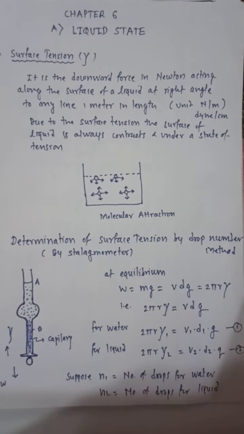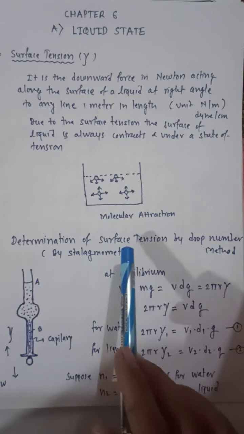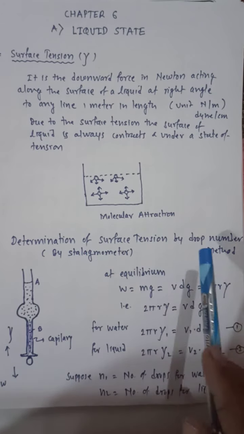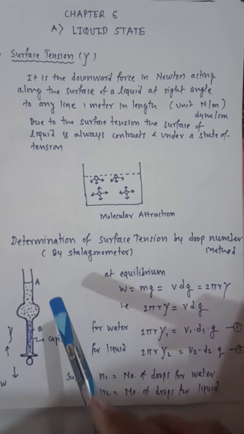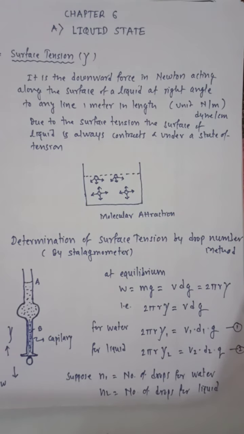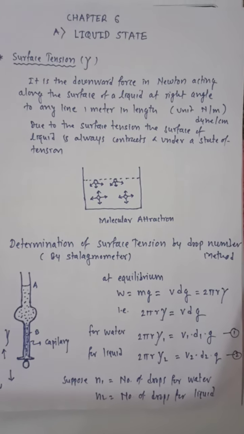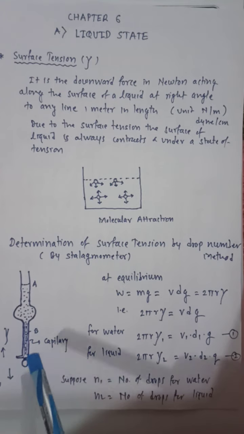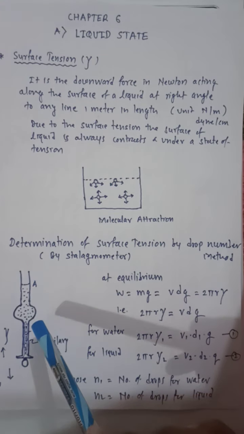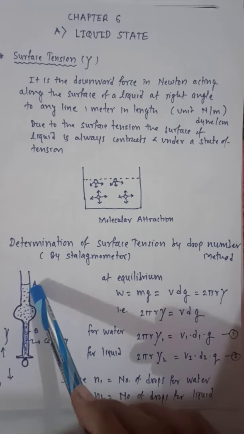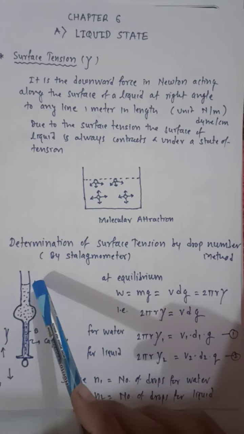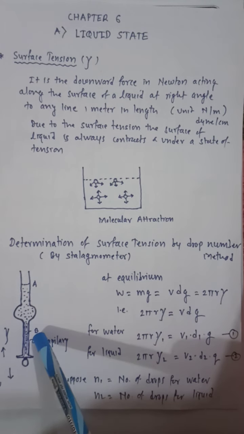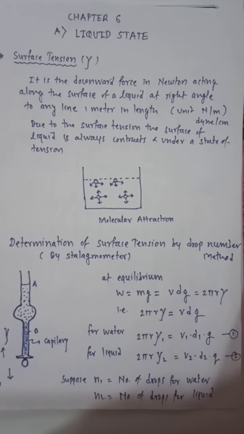Now, how to determine the surface tension? There is a method called the determination of surface tension by stalagmometer by drop number method. Now, what is a stalagmometer? Actually, there was an experiment in first year about surface tension. We will discuss here the theory behind it. The stalagmometer is the apparatus as shown in the figure. The liquid whose surface tension is to be determined is filled in the stalagmometer, and then it is allowed to flow from mark A to mark B, and the number of drops is counted.